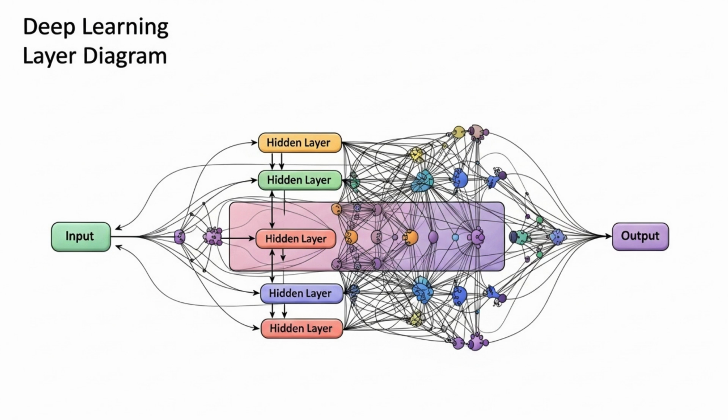Unlike traditional ML, deep learning can automatically extract features from raw data, reducing the need for manual feature engineering. This capability, combined with massive datasets and advancements in computational power, like GPUs, has enabled breakthroughs in areas like image recognition, natural language processing, and speech synthesis, pushing the boundaries of what AI can achieve.